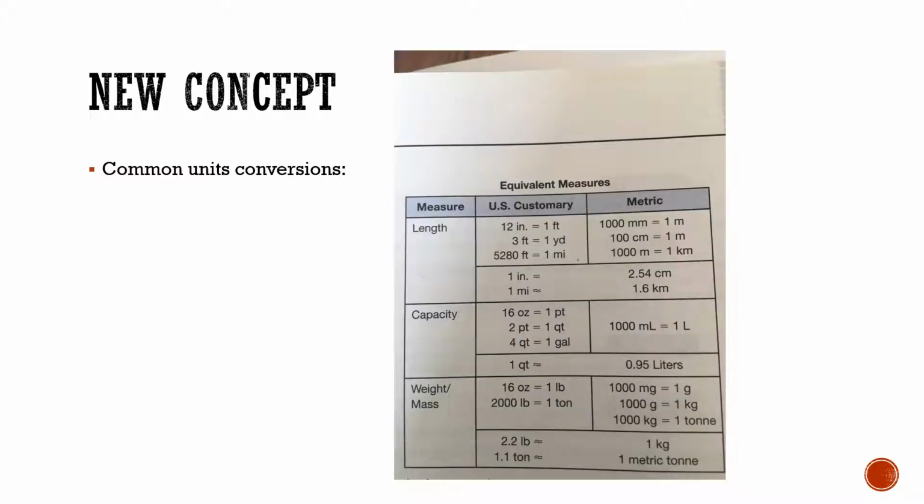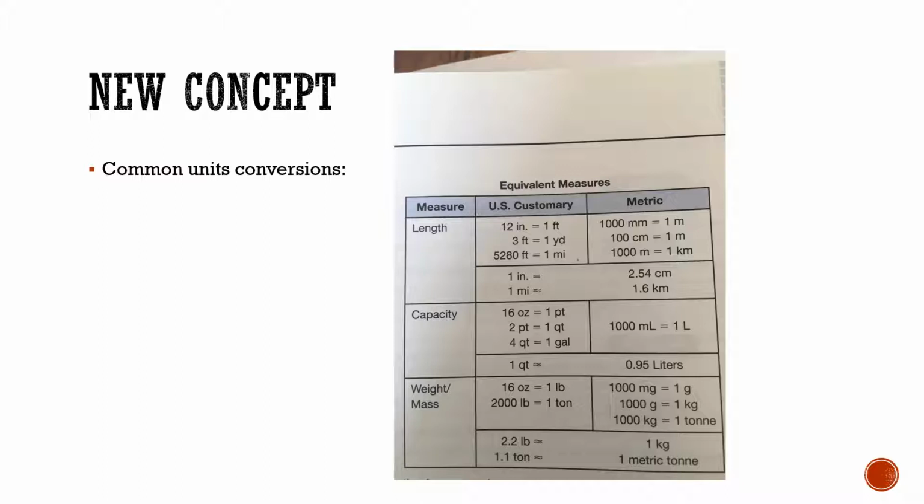Now for our new concept. So here's a picture of a table from your book. This is on page 37 in your book if you need it sometime when you're doing homework or something like that. It's got a lot of information on it. We have the U.S. customary and the metric. U.S. customary is what you're used to using: inches, feet, and miles, and yards, ounces, pints, quarts, and gallons, and then ounces, pounds, and tons.